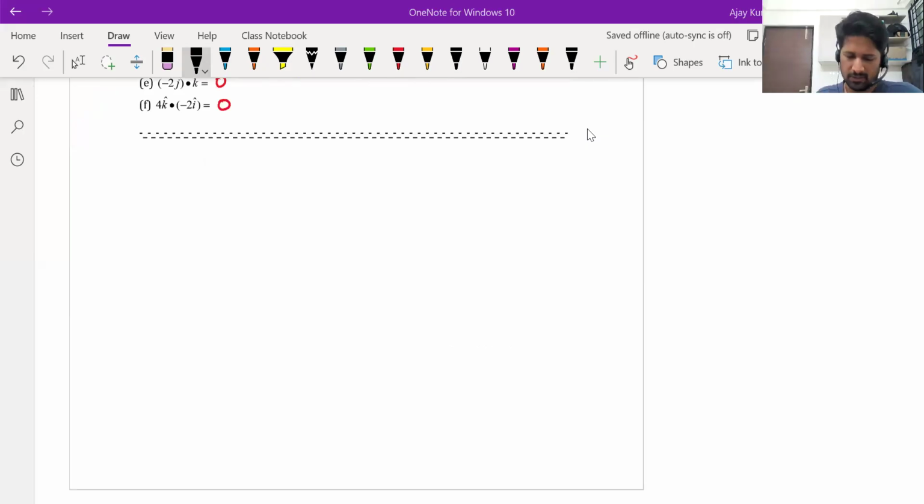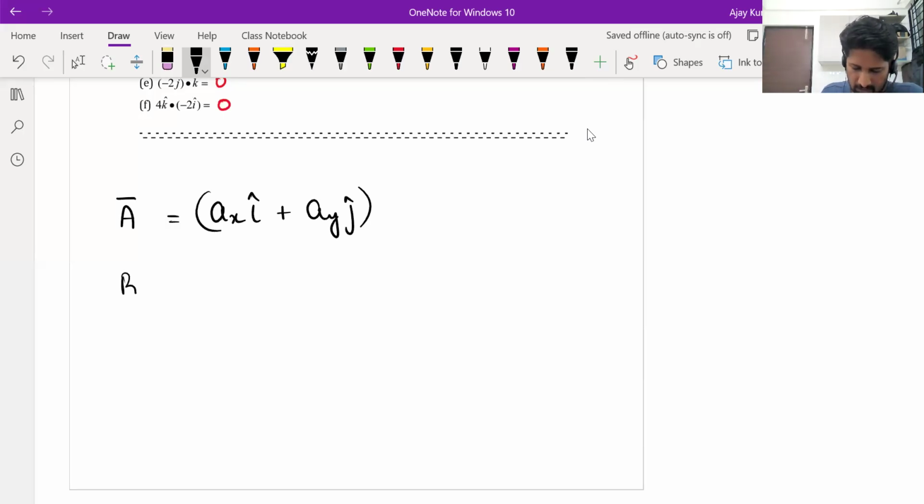Let's take this a little further. Suppose you are given two vectors like this. Let's say A is equal to A x i cap plus A y j cap. It has its own components. And the vector B is B x i cap plus B y j cap. It has its own x and y components. And you have to calculate A dot B.